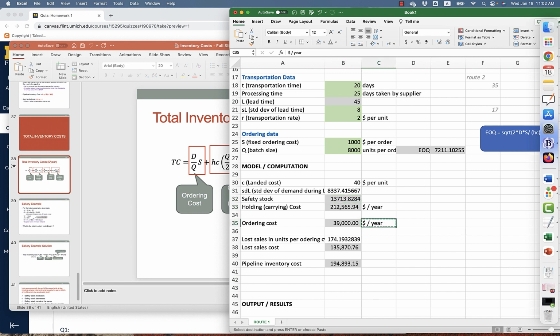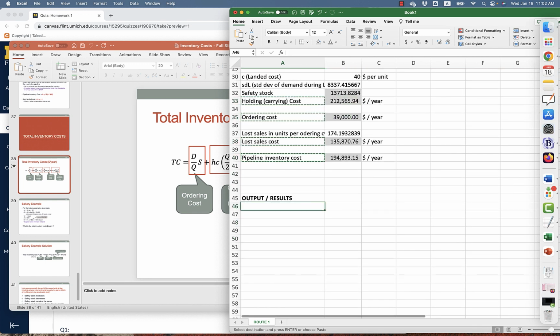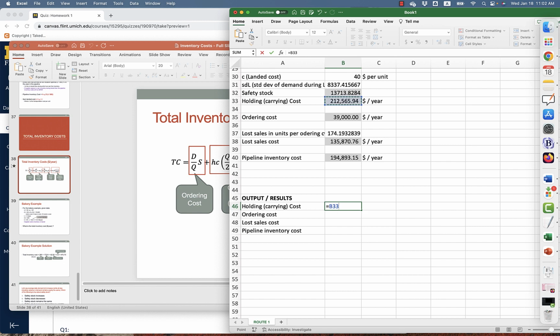This, and this. So what I'm going to do in my outputs is copy them here and just do equals. Holding cost is this, ordering cost is this. Just copy them down with an equal sign. Why equal sign? Because if something changes up there, it will change down here.